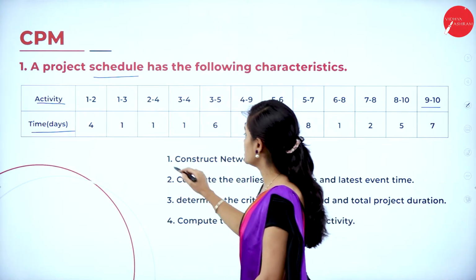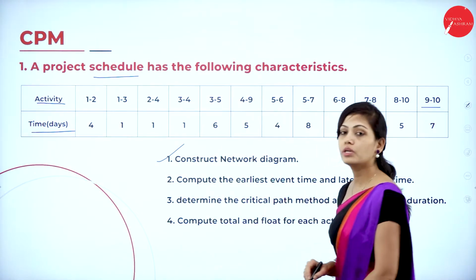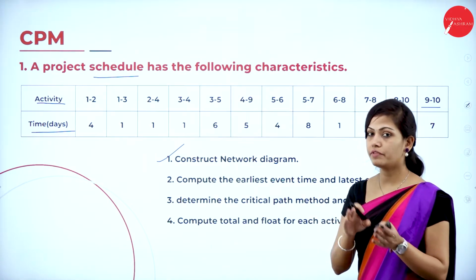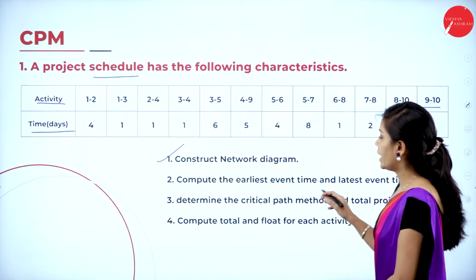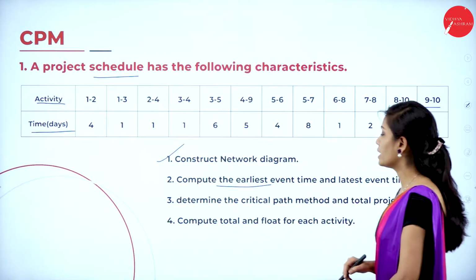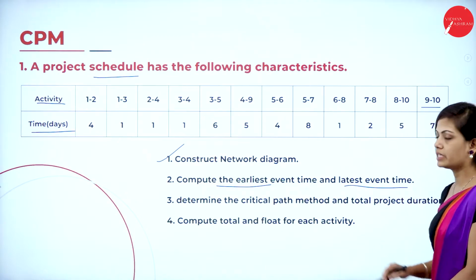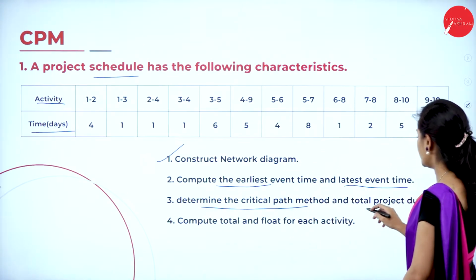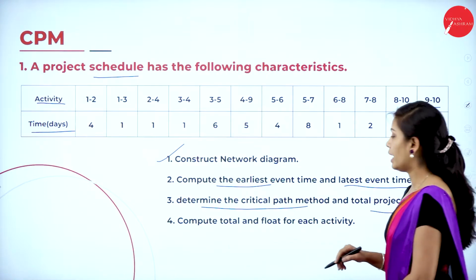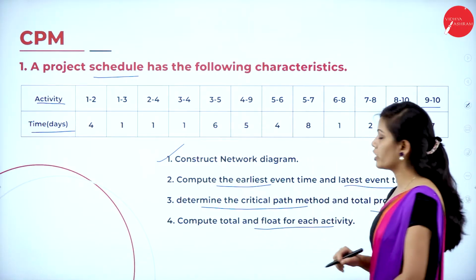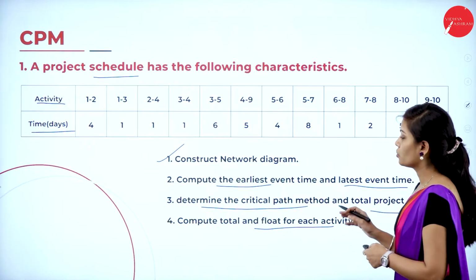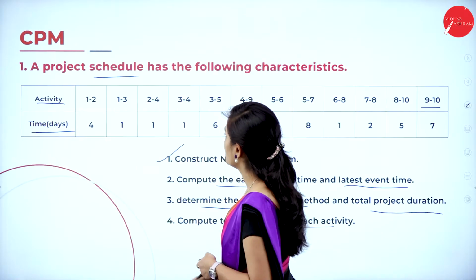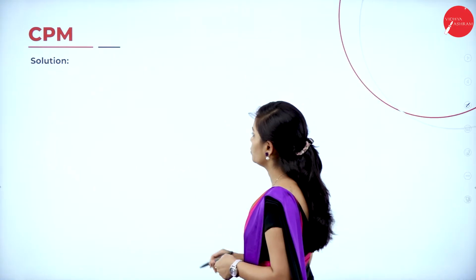So the first step is you have to construct the network diagram. The construction of the network diagram I have discussed in my previous session, and you have to compute the earliest event time and latest event time, and also you have to find the critical path method, total project duration, and total float for each activity. So let's understand the network diagram first.